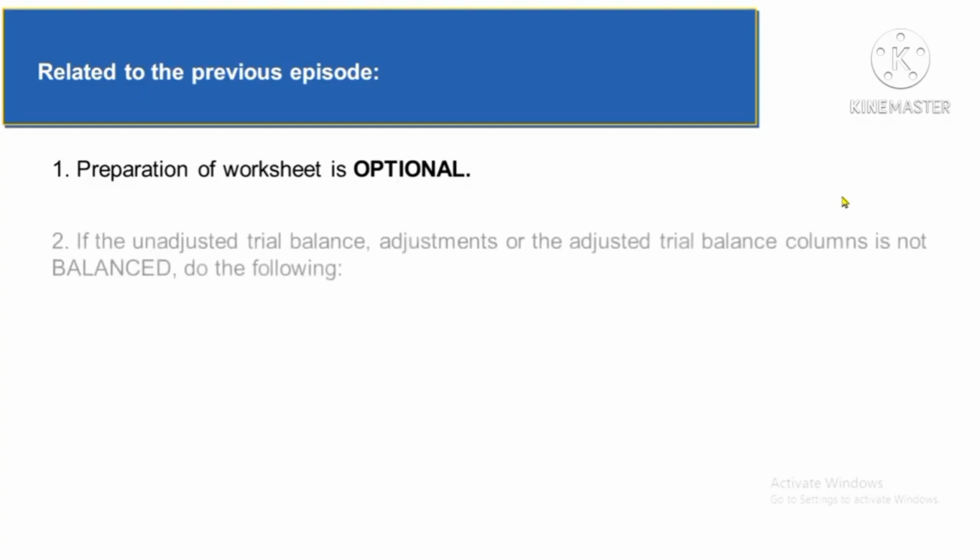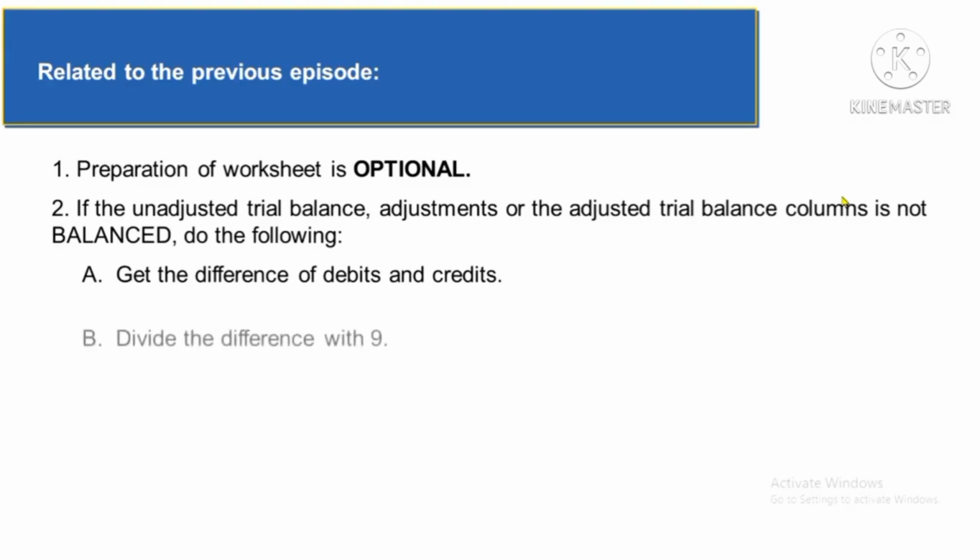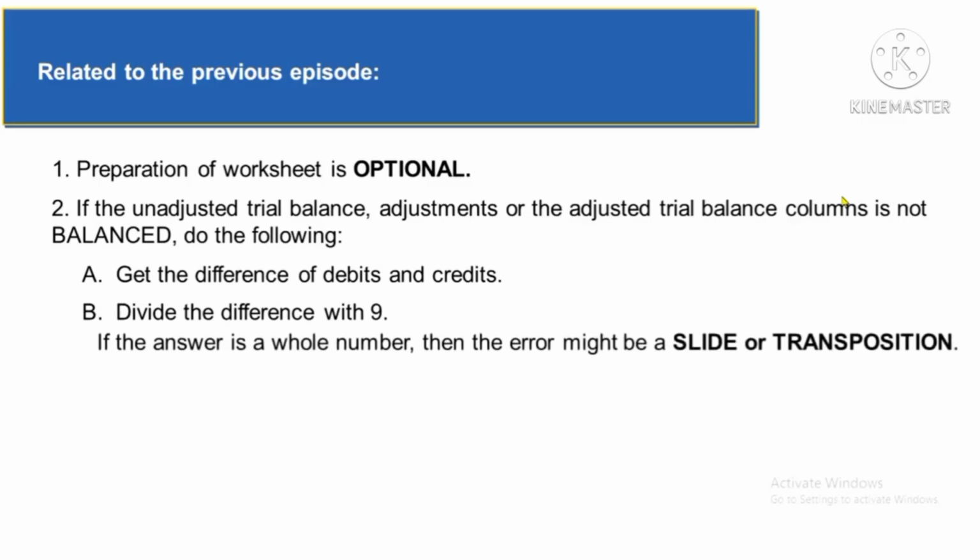Number 2 is if the unadjusted trial balance, adjustments, or the adjusted trial balance columns is not balanced, instead of directly checking every single journal entry that you have made, which is so much hard work, you can do the following first. Get the difference of debits and credits first, and then divide the difference with 9. If the quotient is a whole number, like for example, the difference of debits and credits is 9,000. If we divide it by 9, the quotient is 1,000, and there are no decimals. If that's the case, the error might be a slide or a transposition error.